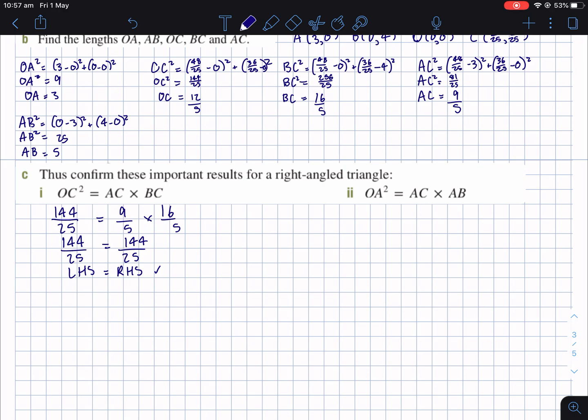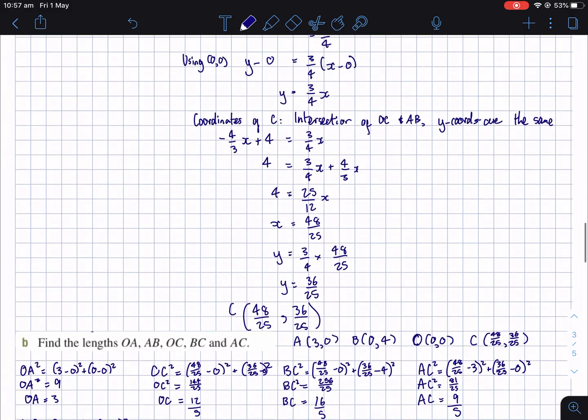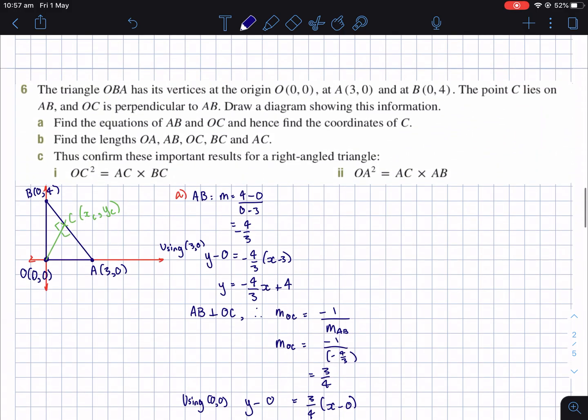And number 2, OA squared. So OA squared was 9 equals AC times AB. So AC was 9 on 5, AB was 5. Well, yeah, because that's the same as 5 on 1. Left hand side equals right hand side. Okay. I mean, this bit was a bit of a nightmare. This bit wasn't great.